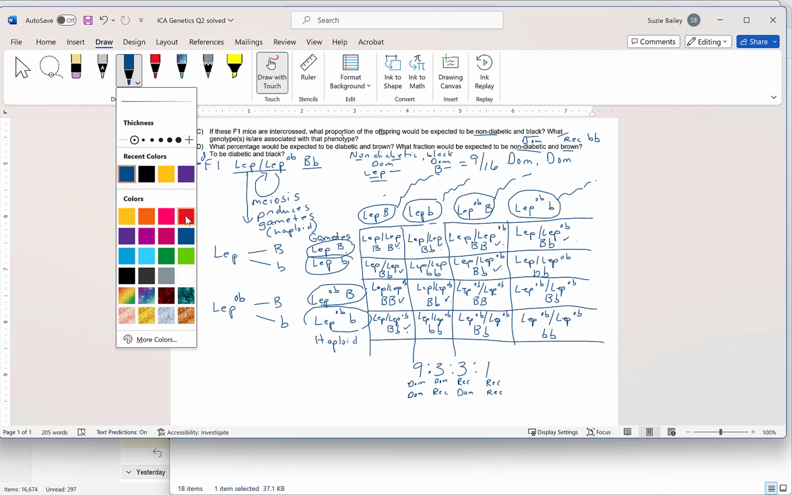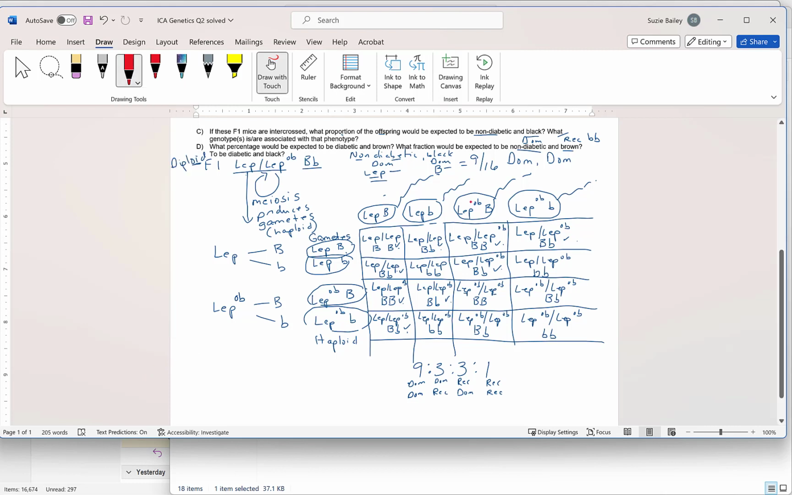Let's switch colors here. We'll make this one red. So let's find everything that has little b, but at least one of the dominant alleles. So let's go row by row here. Here's one. It's got dominant alleles and little b. Here's another one, little b, at least one dominant allele. And then we are looking for little b, and at least one dominant allele. Here we go. And that's it, 3 out of 16.